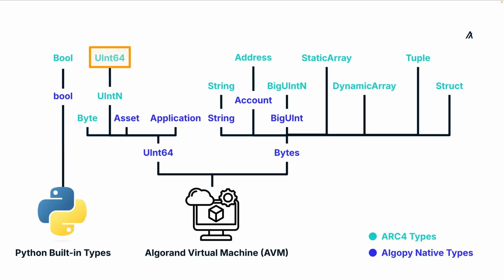The ARC4.UInt64 type is ARC4's version of the UInt64 type. However, you'll want to use AlgoPy.UInt64, the AVM's native UInt64 type, whenever possible. Let me show you why with an example.